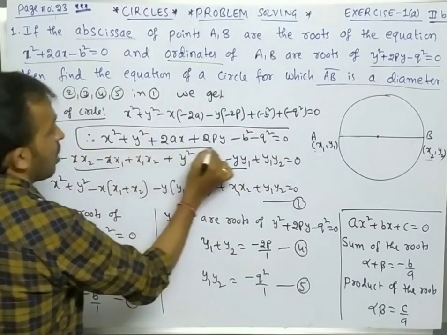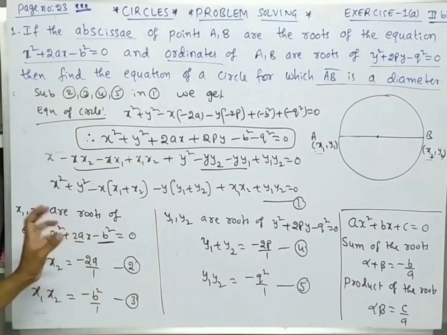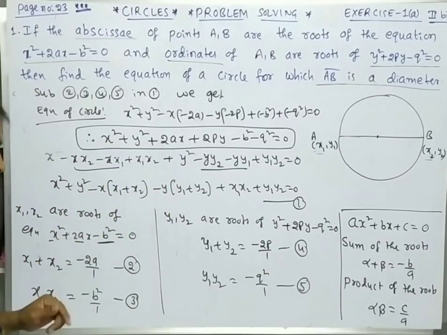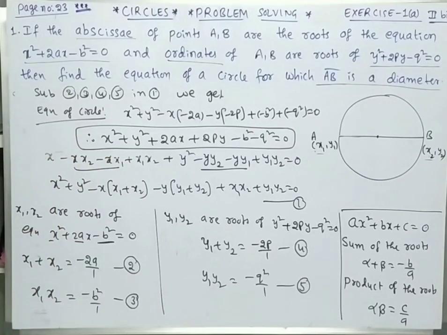So this is the required equation of the circle. Read the problem carefully, what is given and what we should do. You should understand, then you can solve the problem easily. This is the equation of the circle in diameter form, and these are the sum of the roots and product of the roots concept. Substitute, then you will get the answer.